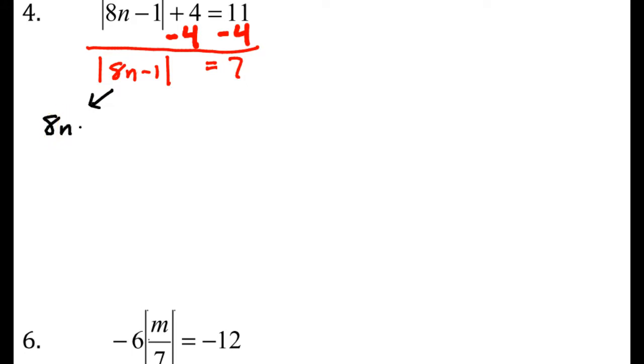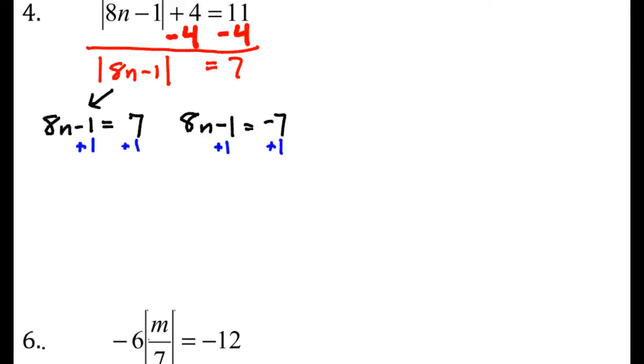So 8 times some number minus 1 will equal +7, and 8 times some number minus 1 is going to equal negative 7. So this time I'm going to solve them simultaneously, so I know I'm going to add 1 to both sides here and here, which will be the same over here.